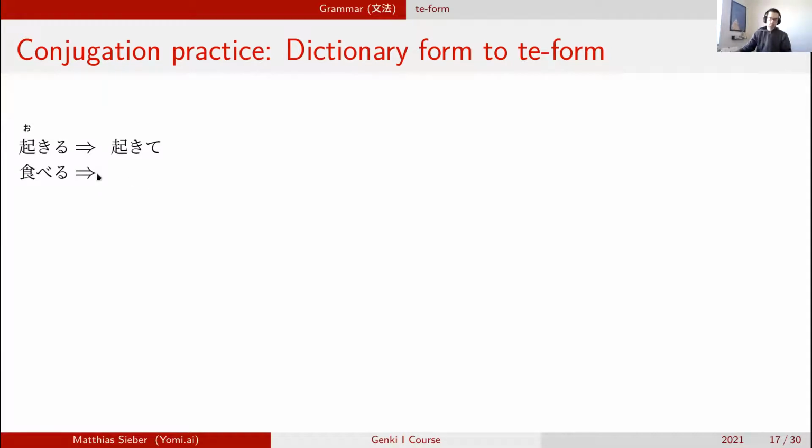So to form the te form, just like in the example of okiru and okite, for ichidan doshi, we drop the final ru and just replace that with te. So taberu becomes tabete. Yeah, tabete. Very good. Kau doesn't even end in ru, so we automatically know it has to be a godan doshi.